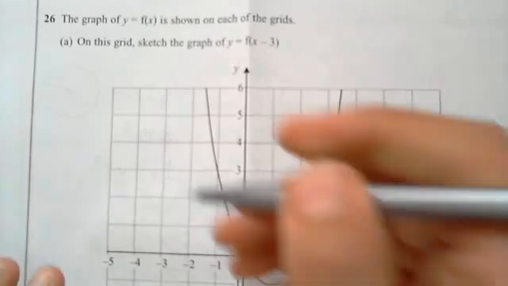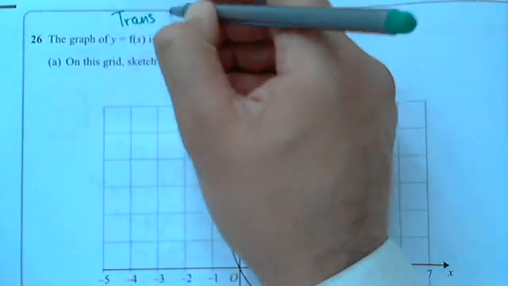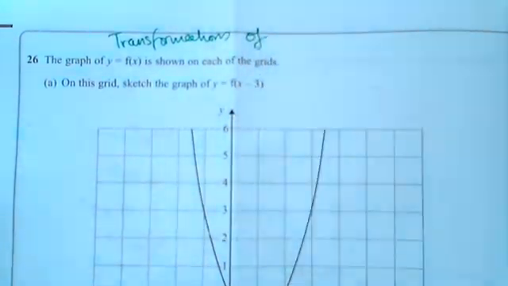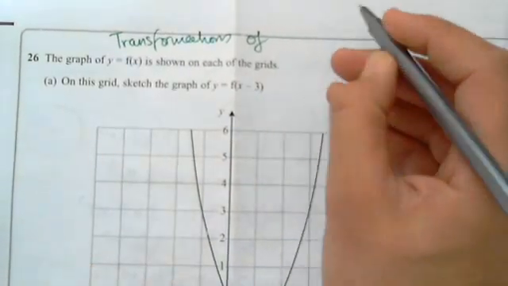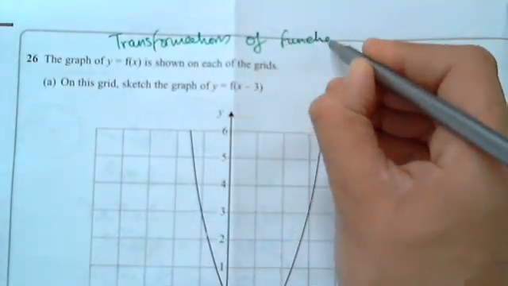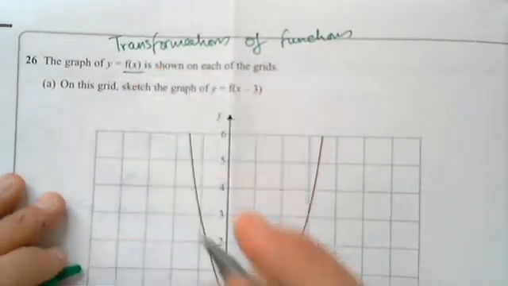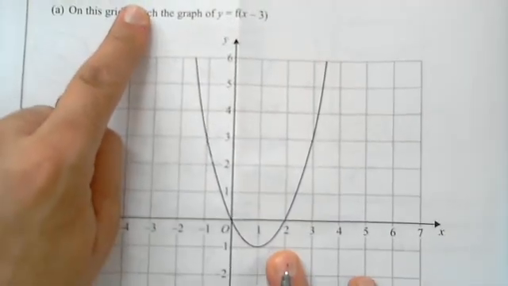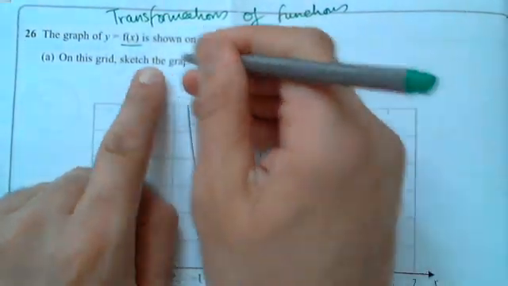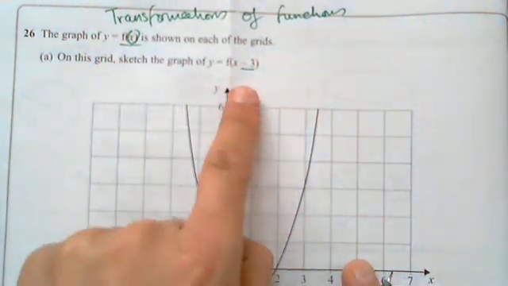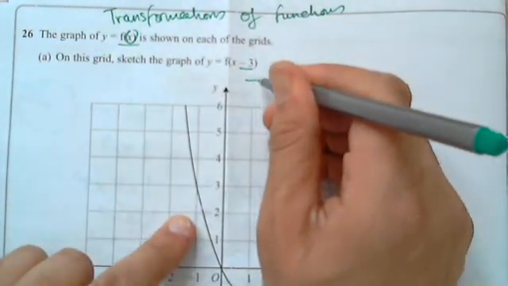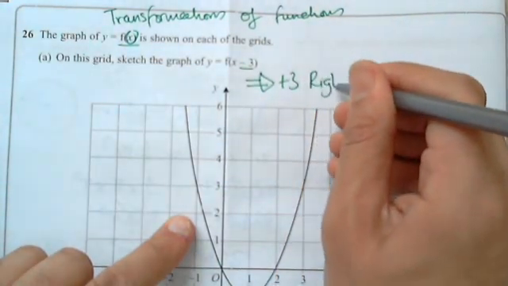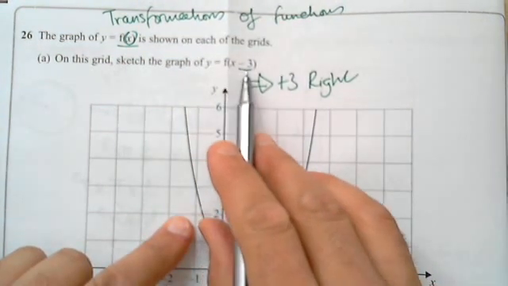Okay, the next part is transformations. Transformations of functions. Here's our original function, y is f of x, which means any type of function, which they've drawn looks like a quadratic function here. Now, when they put a minus 3 inside the function, that means we move the whole graph 3 places to the right. Minus 3 inside the function means move to the right.